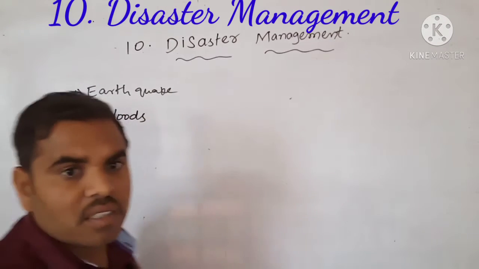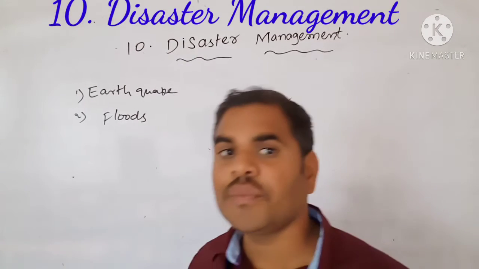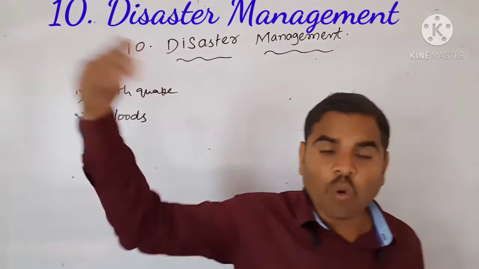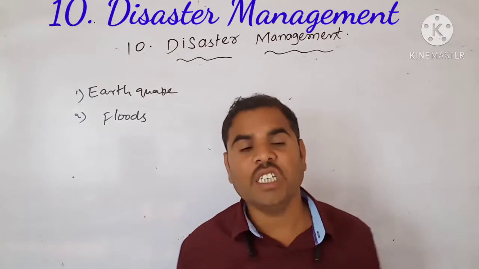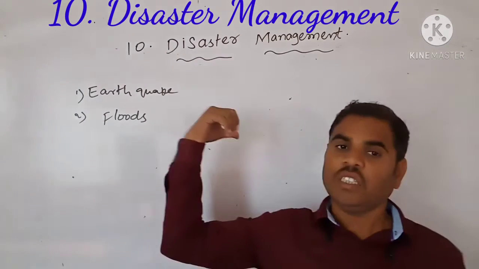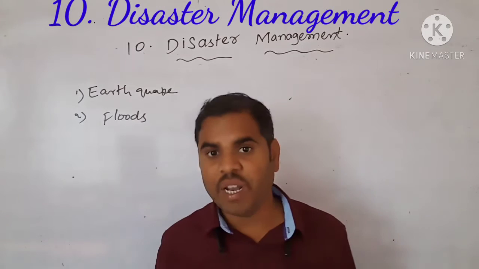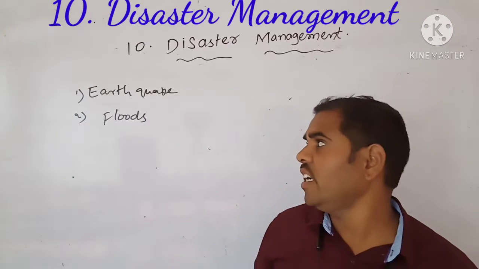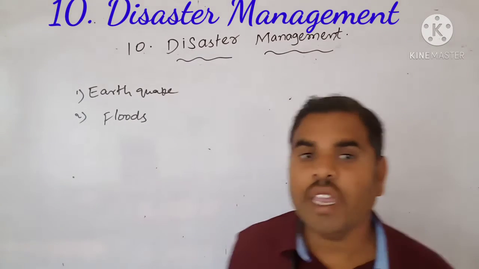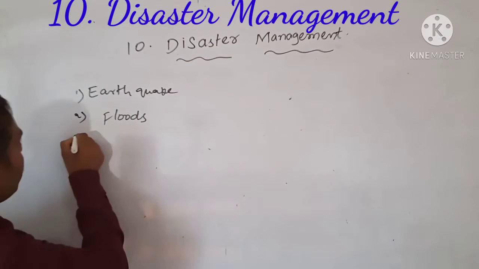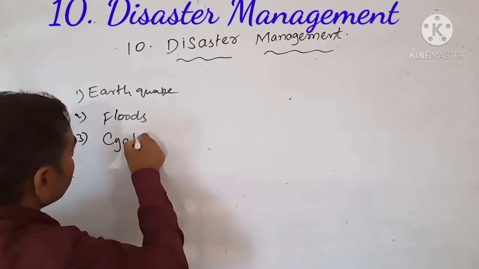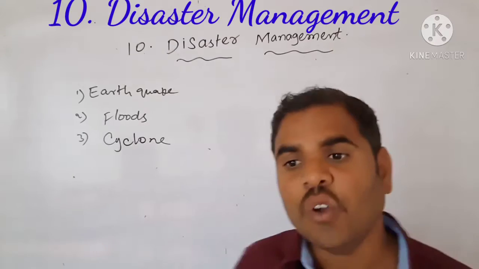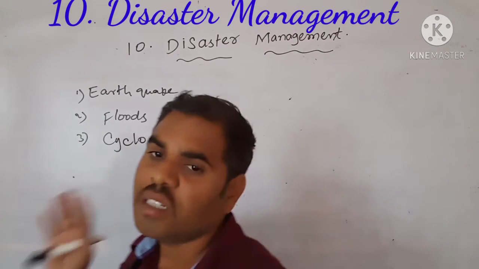Floods: Mumbai, next Hyderabad, Chennai. Next, the coastal regions of Andhra, coastal region of Maharashtra, Odisha, Kerala, Tamil Nadu, Karnataka are frequently affected by floods. Cyclones also affect so many states. Cyclones occur frequently in the coastal regions of Andhra and Tamil Nadu.